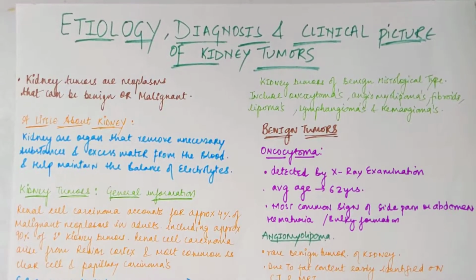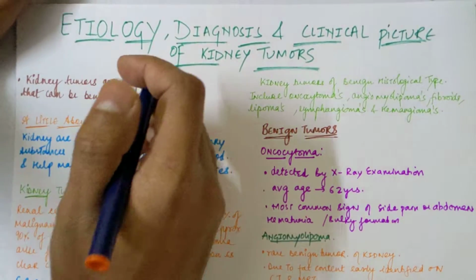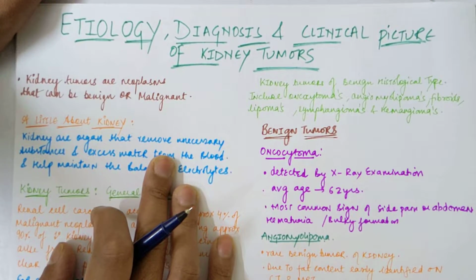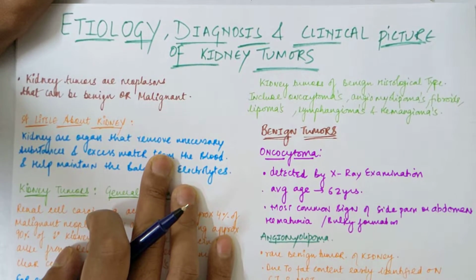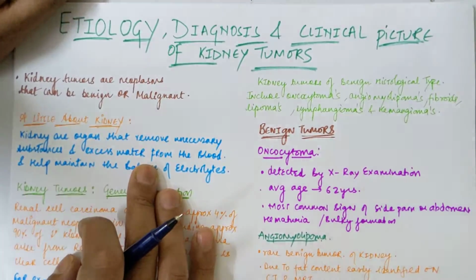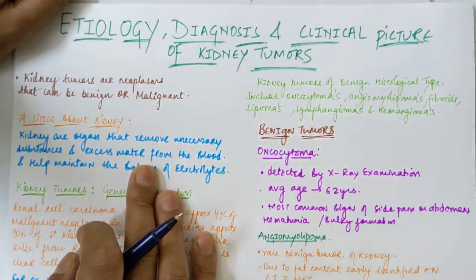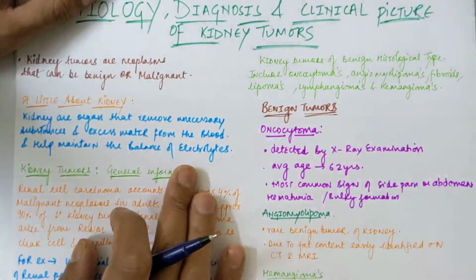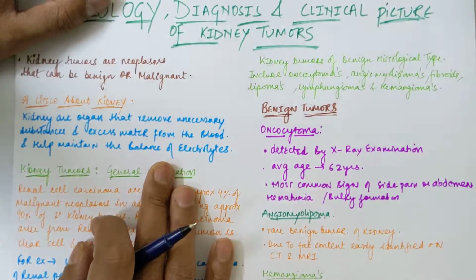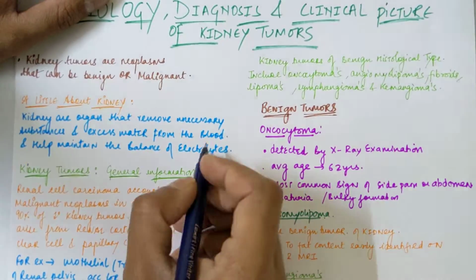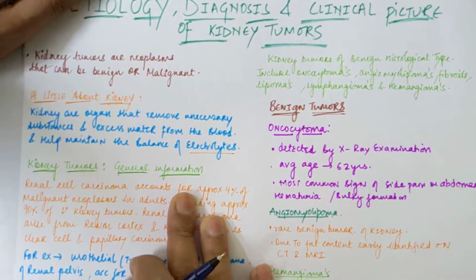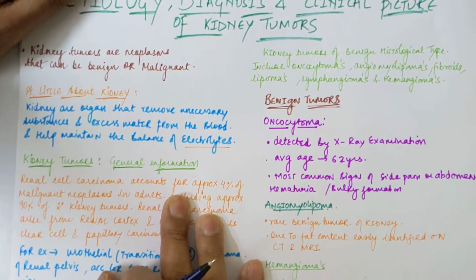Hello everyone. In this video we'll be discussing the etiology and diagnosis in the clinical picture of kidney tumors. Kidney tumors are cancers that can be benign or malignant. And something about the kidney: kidneys are organs that remove unnecessary substances and excess water from the blood and help to maintain the balance of electrolytes, such as sodium, potassium, calcium and other ions in the body. So this is the function of the kidney.